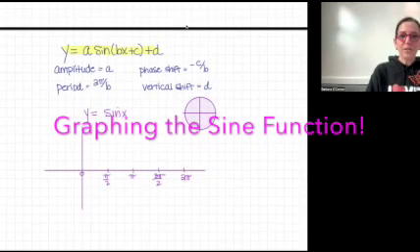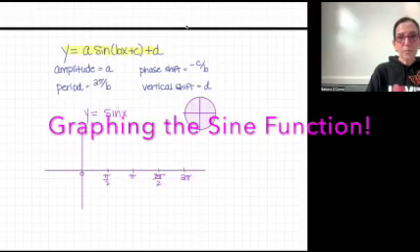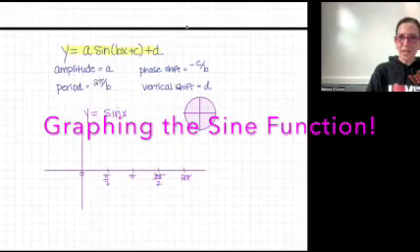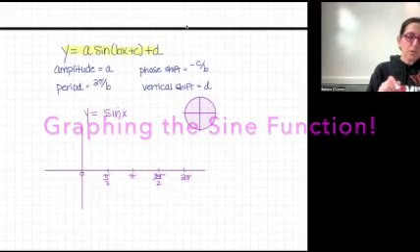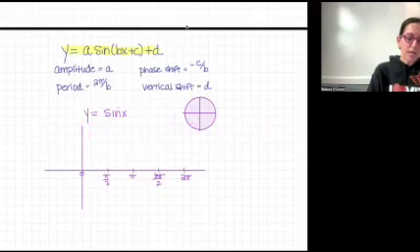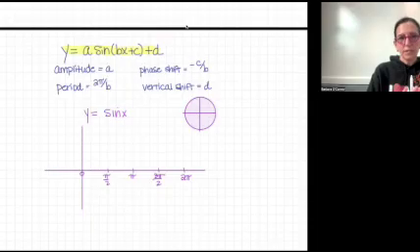Today we're going to be graphing everybody's favorite periodic trig function, the sine function. So in general, the sine function looks like this, where A, B, C, and D do different things to what the graph looks like. They affect the graph in different ways.